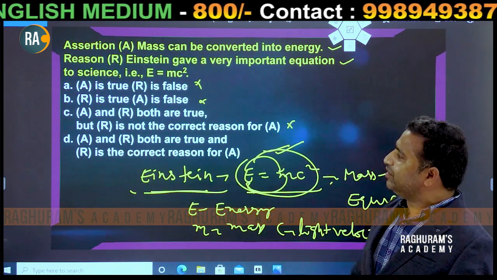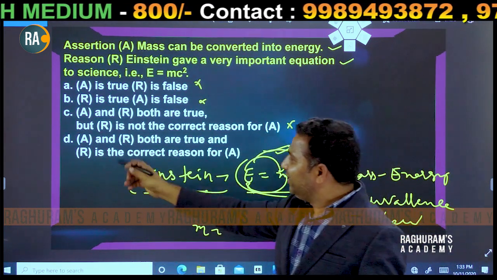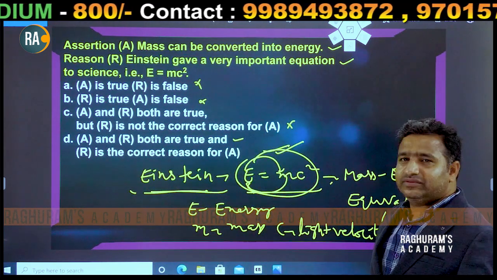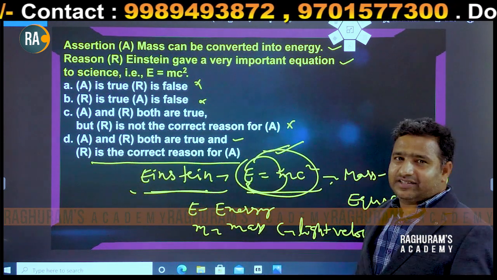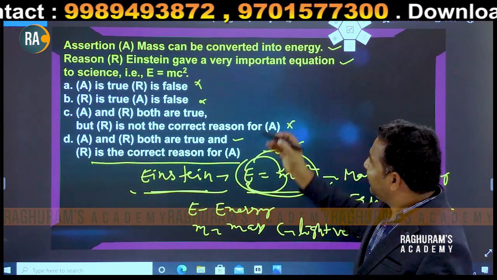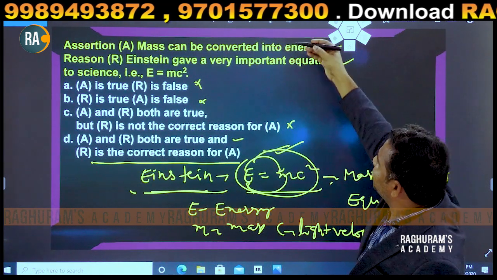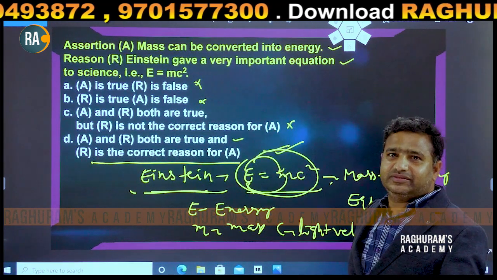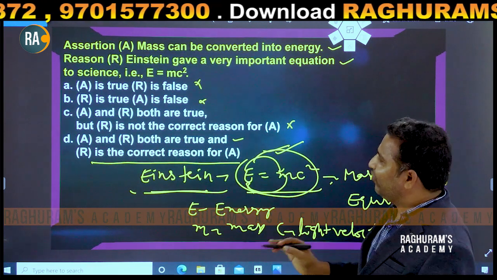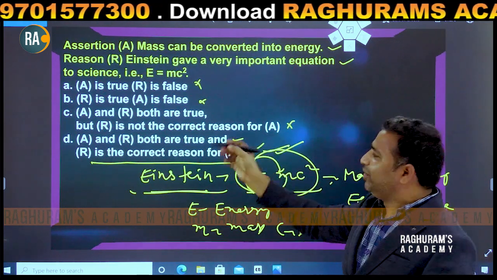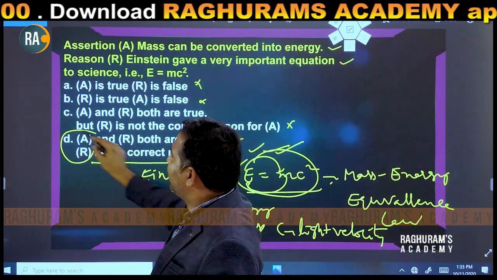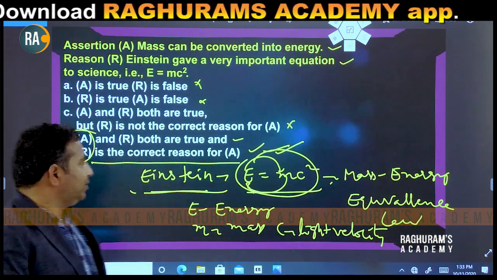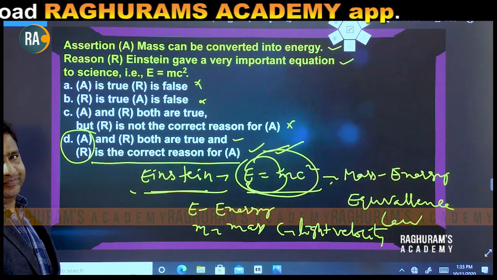Now finally we observe the fourth option. Assertion and reason both are true, and reason is the correct reason for assertion. I am saying that also. That's why finally option D is the correct answer. So this is our second question, and the answer is option D.